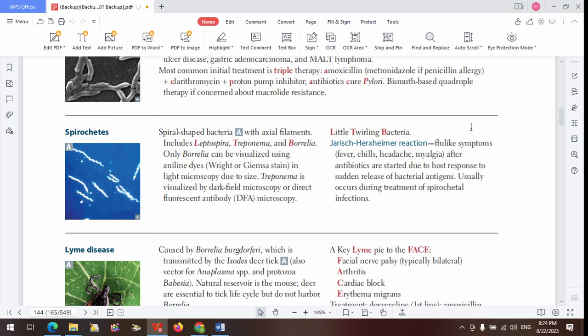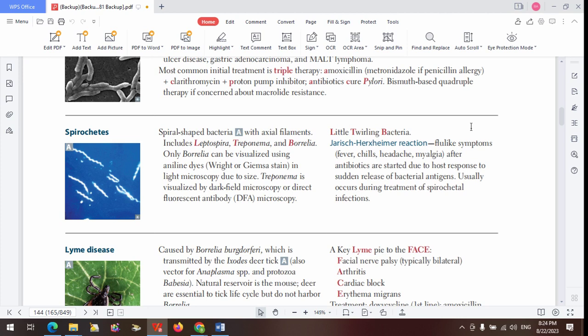But we have to use some special stain also, which is either the Giemsa stain or the Wright stain. But Treponema and Leptospira, if you want to see them well, just use dark field microscopy. We are going to see them fluorescing, emerging distinctively against a dark background. That is the dark field microscopy.